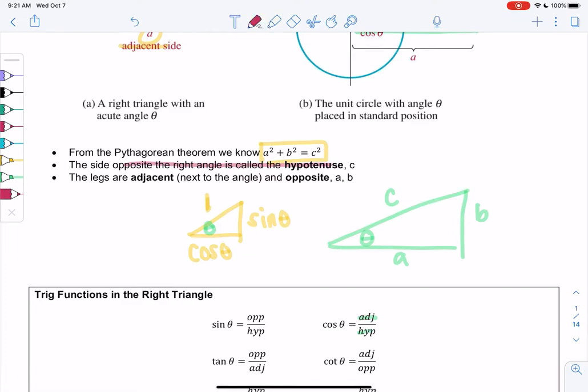So if we had cosine theta equals 1/2, bad pen choice. So on this triangle, this side would be 1/2 and this side would be 1, versus this triangle, a would be 1, adjacent, and hypotenuse would be 2. So it's a different triangle, but it has the same proportions. So hopefully that makes sense.